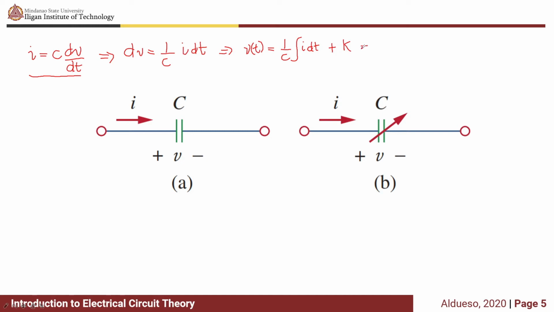Or we can use a definite integral: V(t) equal to 1 over C integral of I(t') dt', integrated from t0 to the time t, plus the initial voltage of the capacitor. And we use this definite integral.